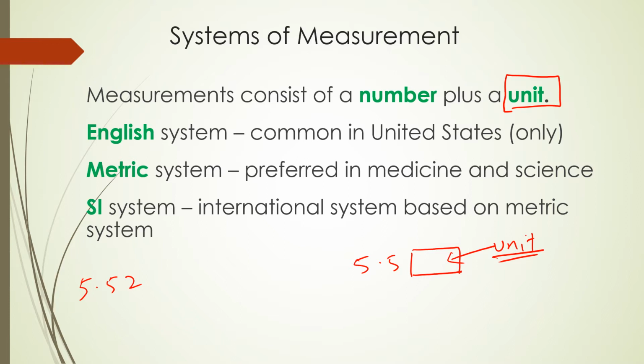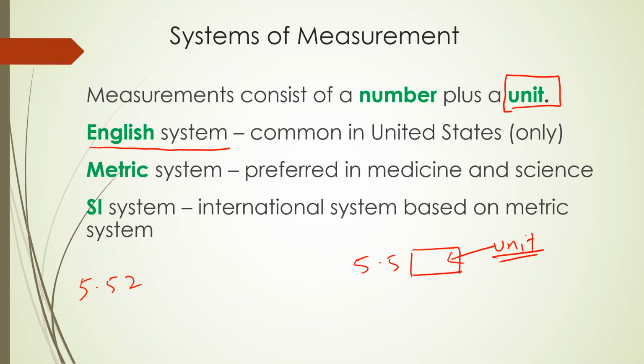There are two kinds of systems by which we define units. The first system is the English system, and this is common in very few countries. The United States is one of the countries that still uses the English system. It's also known as the imperial system. It was invented by England, and it's used in very few countries.